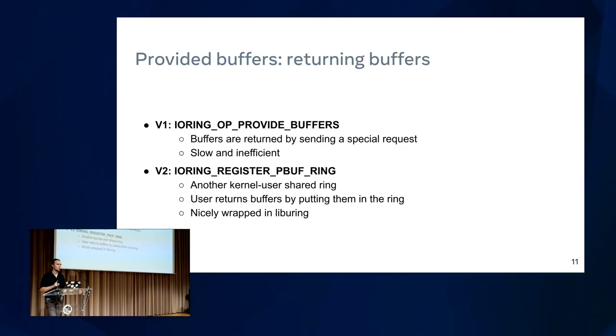As for how to refill the buffer pool, there were actually two versions of it. The first one is kind of unofficially deprecated because of performance issues. And it required sending another special type of request. And the second one was to add another ring shared between the kernel and the user space. When the user space wants to put a buffer into the buffer pool, it just adds an entry into the ring and the kernel pulls from it.